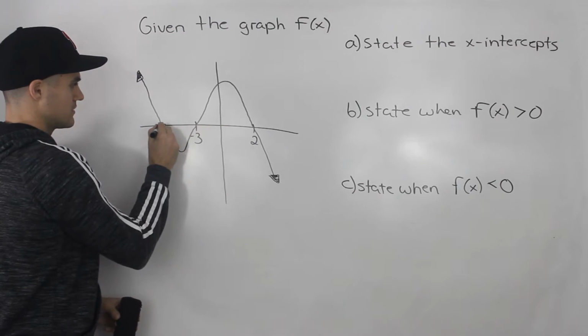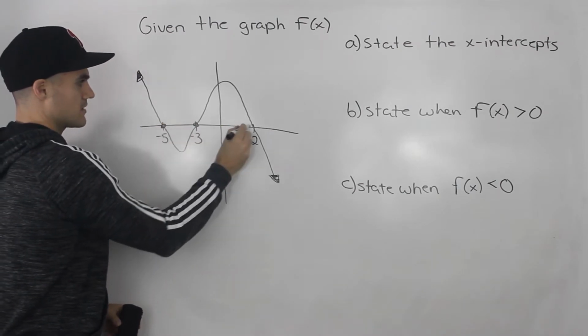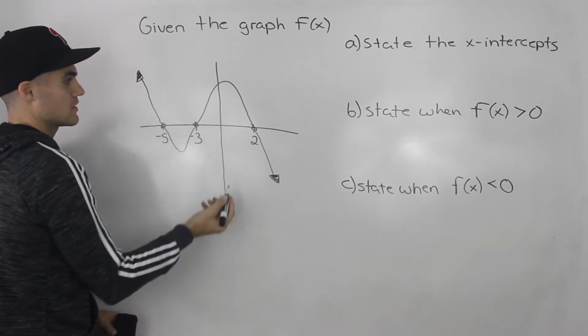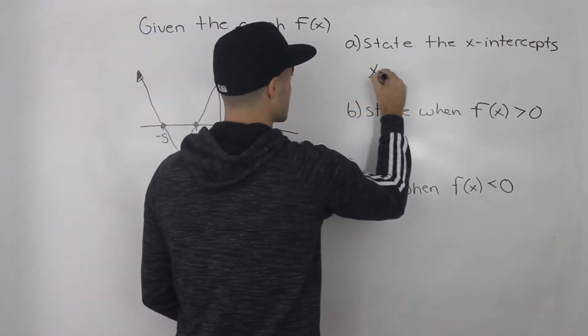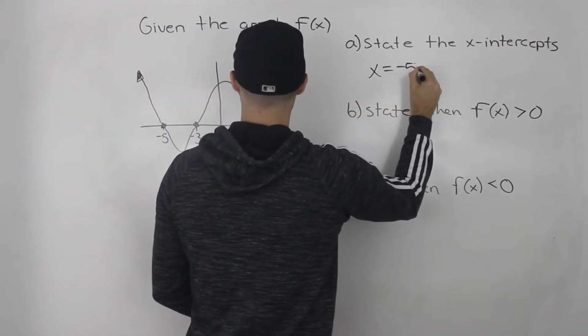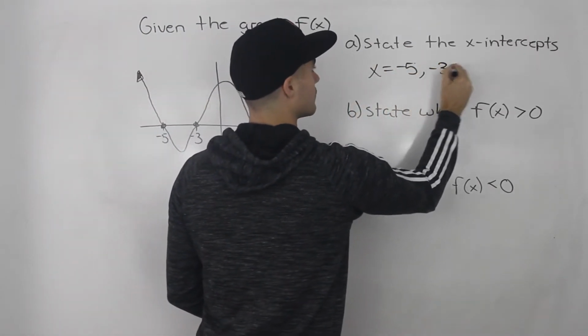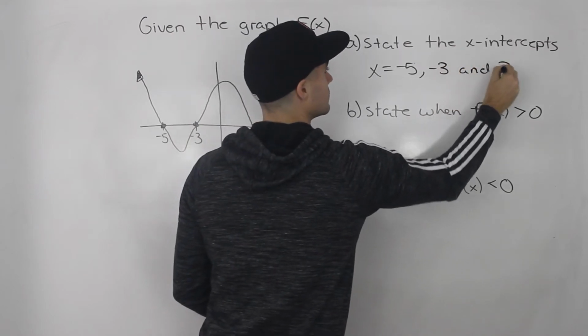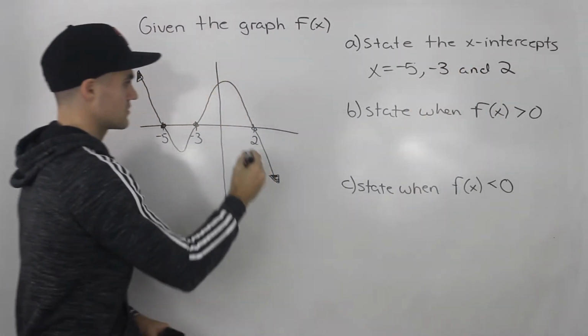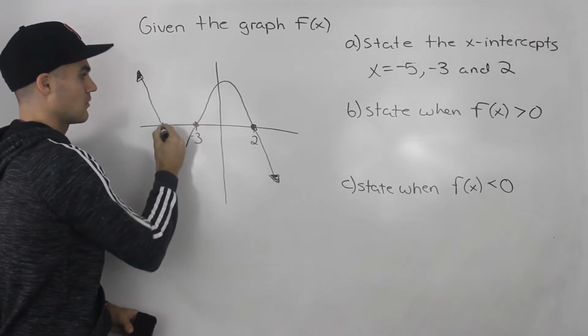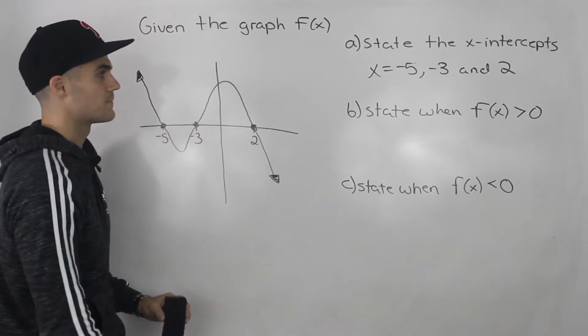Well, pretty easy, already labeled for you on the graph, right? So -5, -3, and 2. So those are the answers. -5, -3, and 2. So at those x values, the y value is 0. The function has a value of 0.